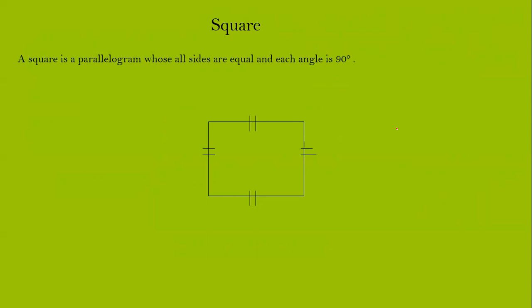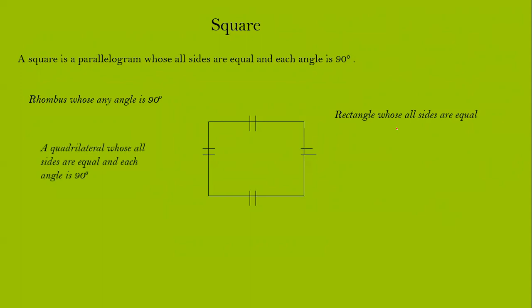Now we will learn about square. Here is a square. In case of square all the sides are equal and each angle is 90 degree. So all the sides of a square are equal. We have already learned about rhombus, whose any angle is 90 degree, and rectangle, whose all sides are equal. So a square is a quadrilateral whose all sides are equal and each angle is 90 degree. These are all the properties which have been shown.